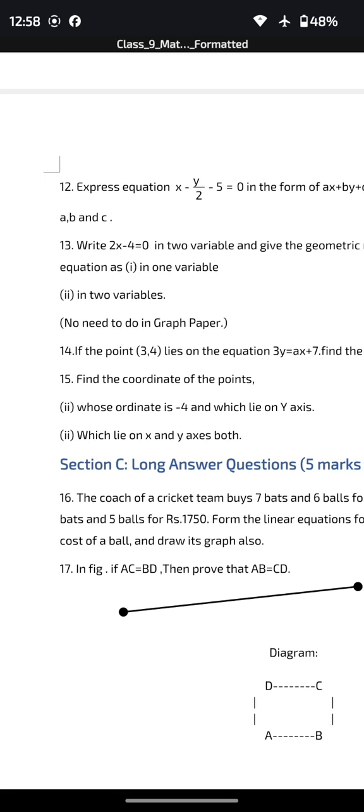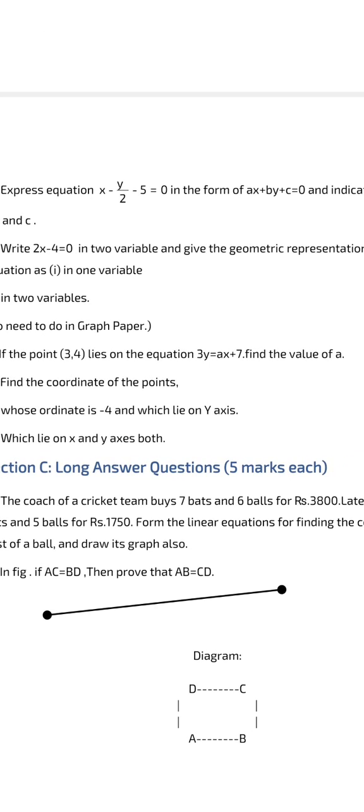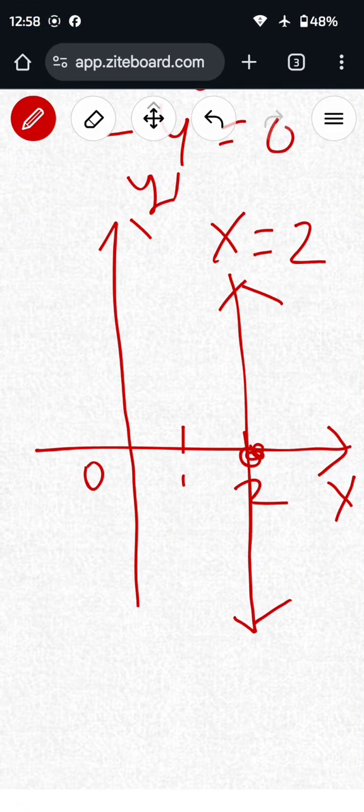Question number 14 is if point 3 comma 4 lies on the equation 3y equal to ax plus 7, find the value of a. This is a very simple question. You can see the solution here.